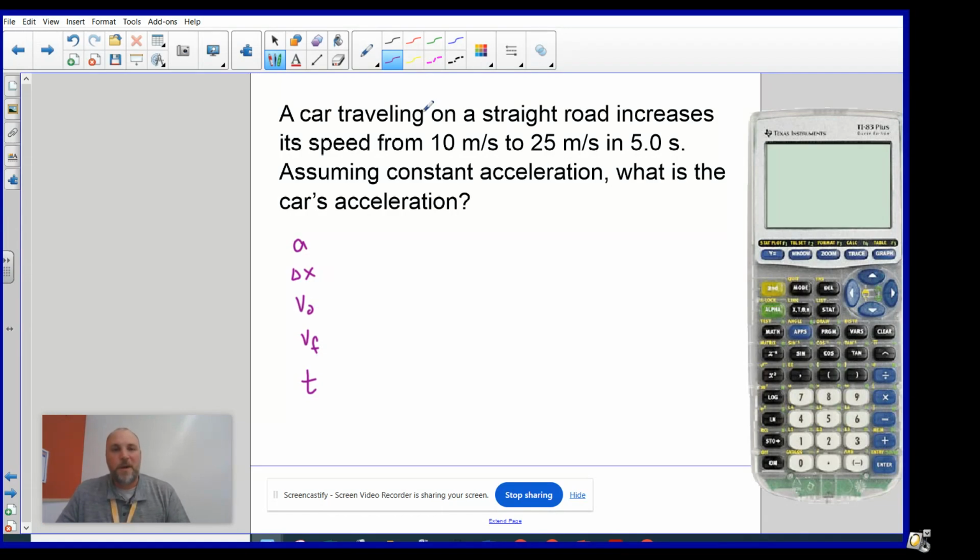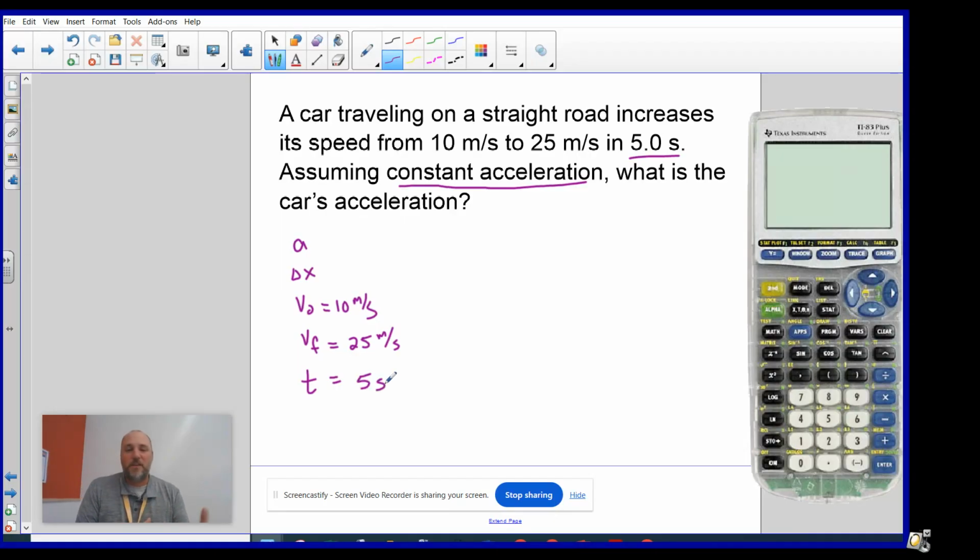And in this particular problem, it says a car is traveling on a straight road. It increases its speed from 10 to 25 meters per second in 5 seconds, assuming constant acceleration. So that allows me to use the kinematic equations. Now, the initial velocity is 10, because that's what it's starting with. The final velocity is 25. And it says it takes 5 seconds in order for this increase. So we have a time of 5 seconds.